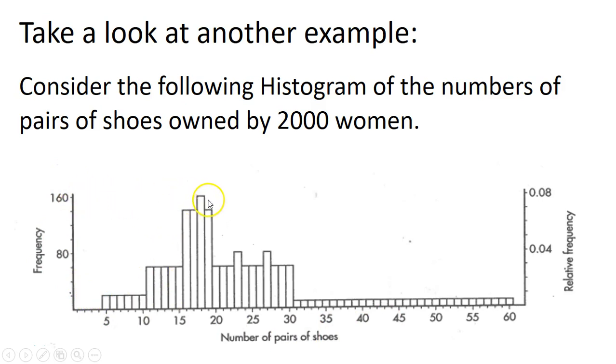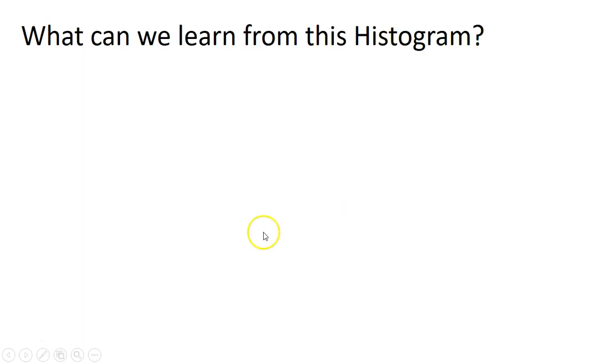That's 160 pairs of shoes, or number of pairs of shoes. That is 160 people stated to have about, we'll say, 16, 17, 18 pairs of shoes. That's a lot of pairs of shoes. About 18 pairs of shoes. 160 different people said that.